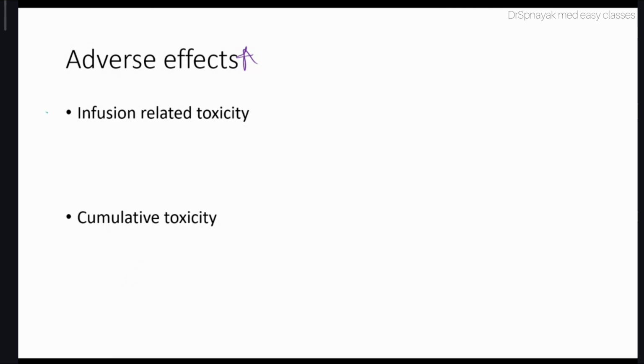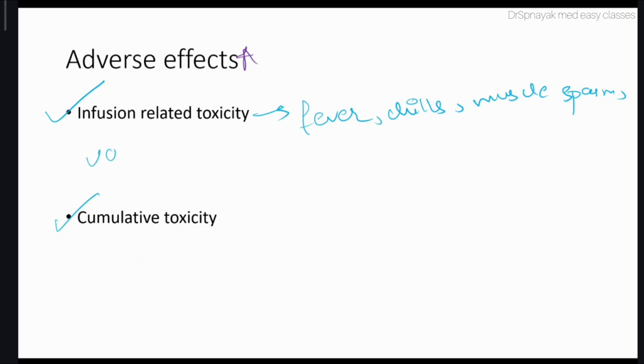We have two types of adverse effects: the infusion-related toxicity and the cumulative toxicity. What is the infusion-related toxicity? If we infuse amphotericin B at higher rates than normal, then the patient presents with fever, chills, muscle spasms, vomiting, hypotension, and headache.